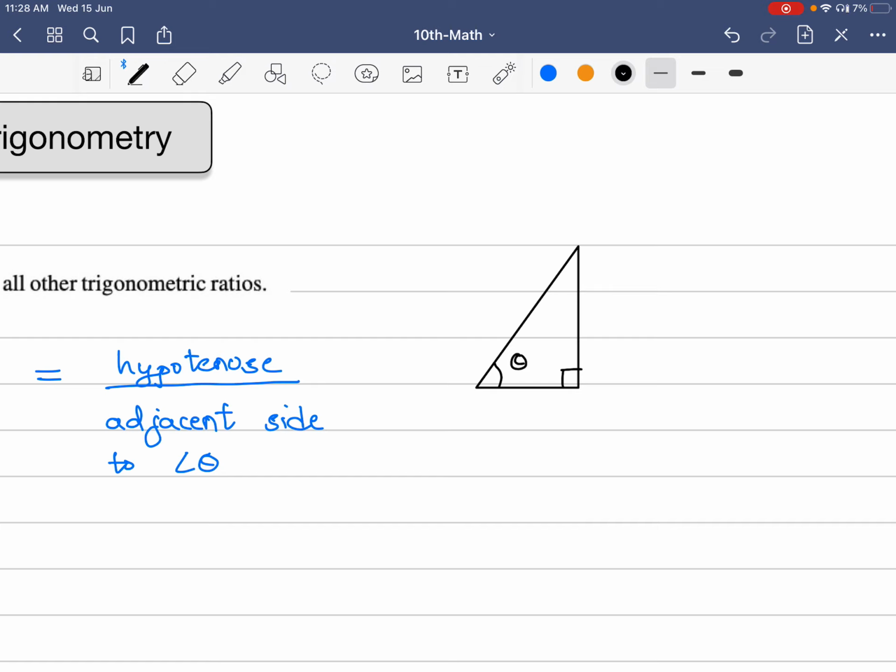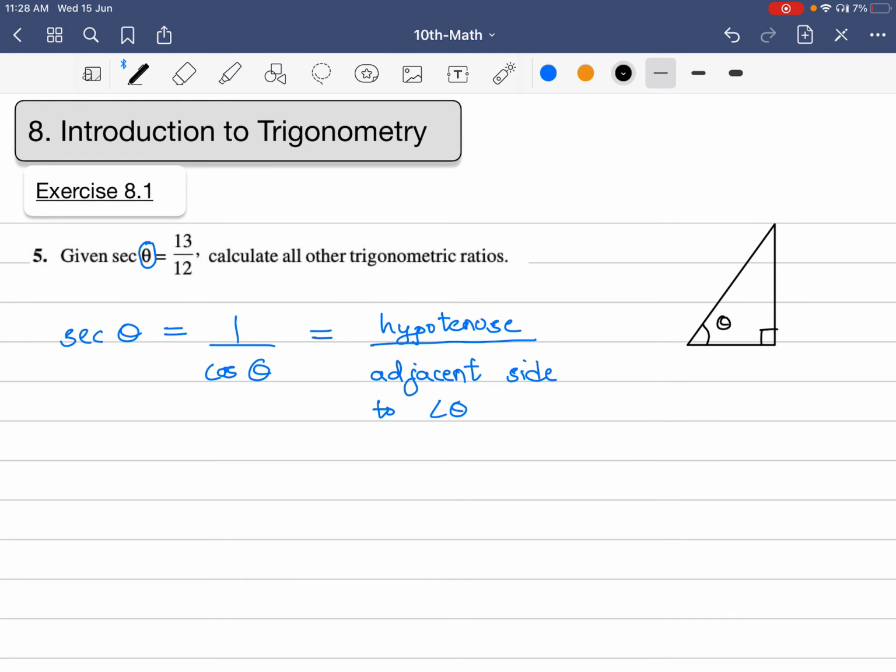Now let's come back to our definition. So this is going to be the hypotenuse. Let's name the sides as A, B, and C. So what is our hypotenuse in this case? In this case, hypotenuse is AC, the whole divided by, what is the adjacent side to angle theta? Adjacent to angle theta is AB. BC is opposite, AB is adjacent. So that is equal to AB.